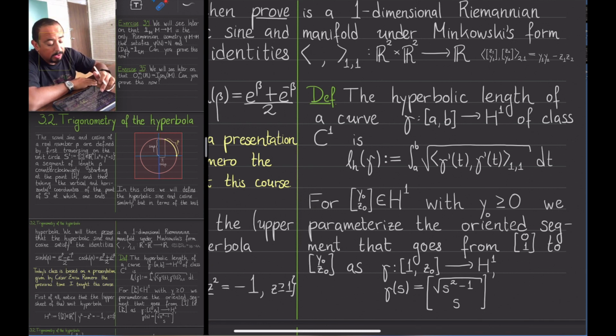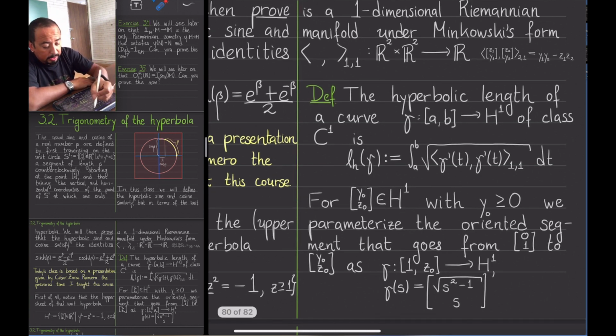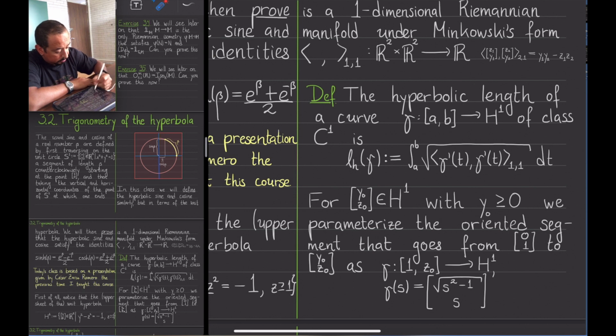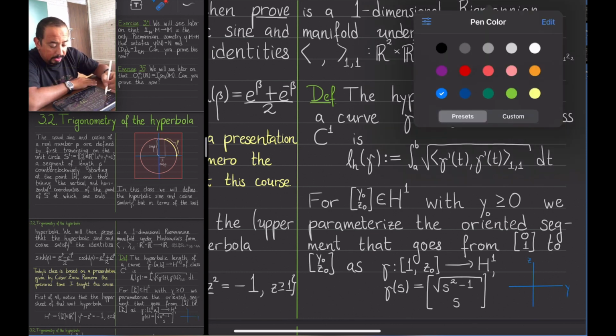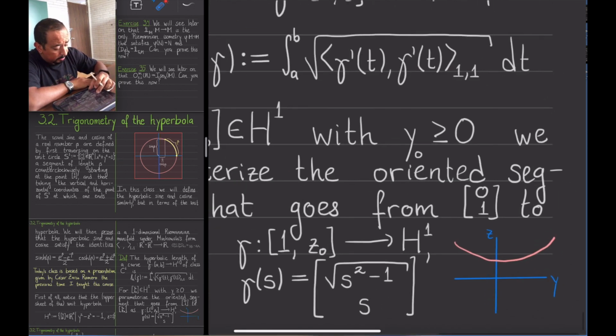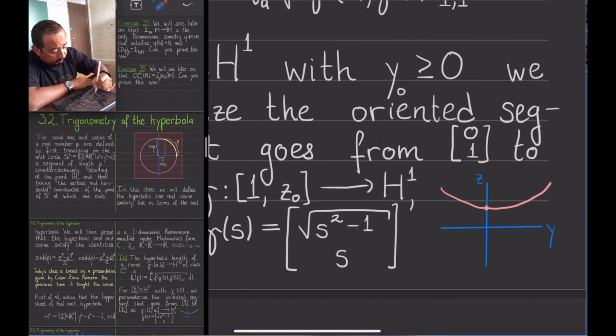Okay, and then I want to say, you see, now I'm in this situation. So let me draw. So I have my coordinate axis, which are y and z, the y and z axis, and I have the hyperbola, more or less. It's not very nicely drawn, but okay.